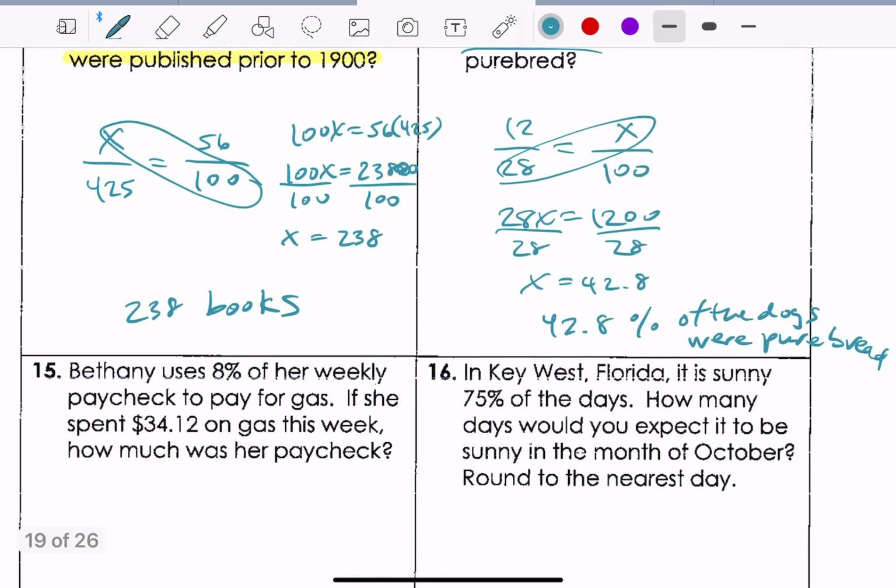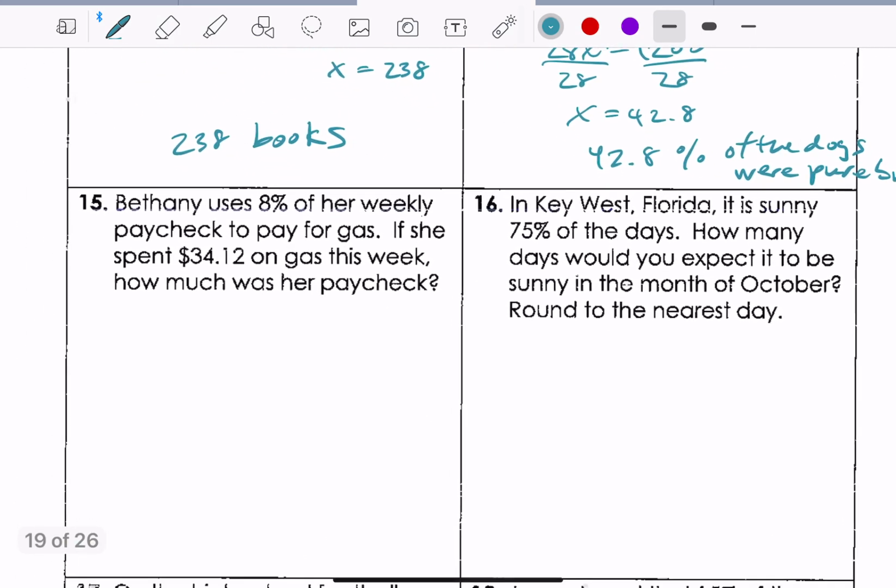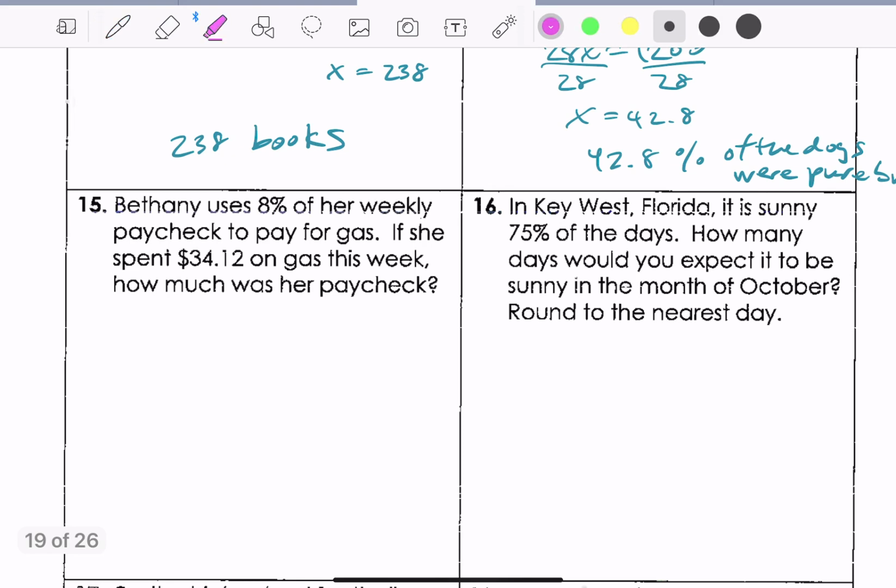Okay, next, Bethany uses 8% of her weekly paycheck to pay for gas. So right away, we know that we get the percent. When we go to set this up, we know that we can put 8 over 100. Now we've got to figure out the part and the whole in this problem. So she uses 8% of her weekly paycheck to pay for gas. If she spent $34.12 on gas this week, how much was her paycheck?